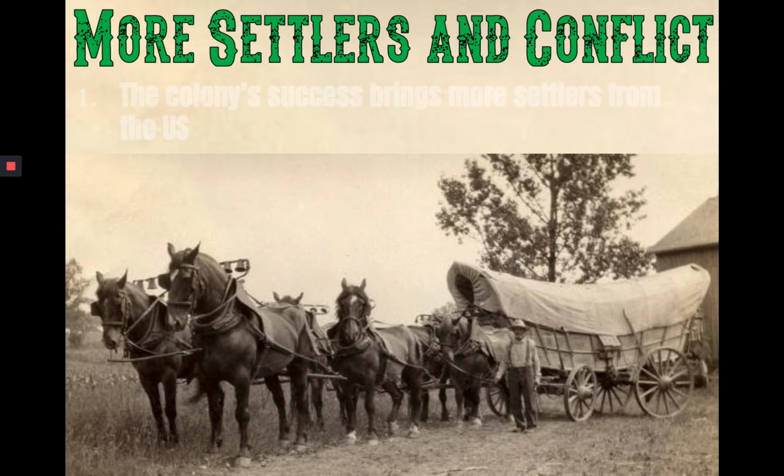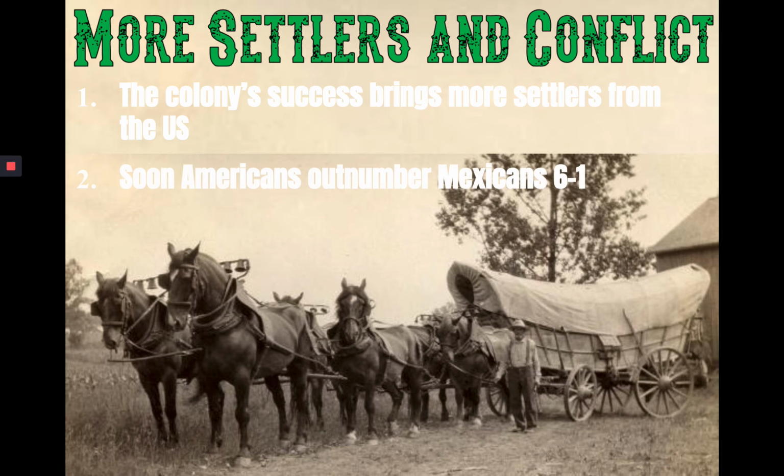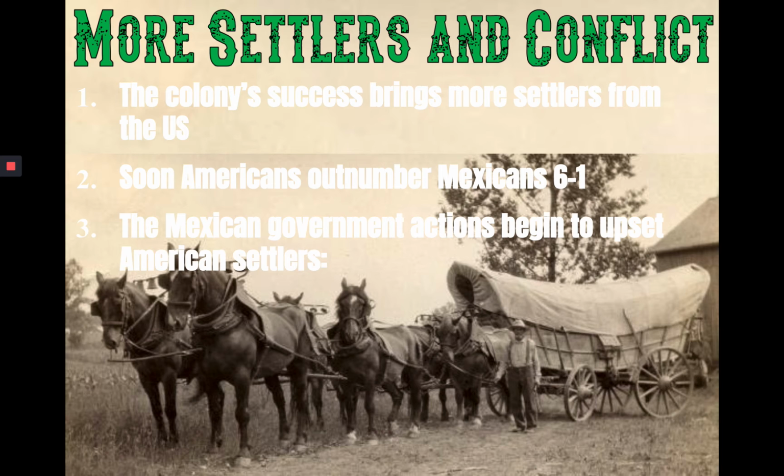Well, as you can imagine, the colony's success brings more settlers from the U.S., and over about a 10-year period, soon Americans outnumber Mexicans in Texas 6-1. So for every 6 Americans, there's 1 Mexican in Texas, which is part of Mexico. And eventually, the Mexican government's actions begin to upset American settlers. It's about taxes. Mexico didn't have the same religious freedoms, and the Americans get frustrated and want their independence from Mexico in Texas.